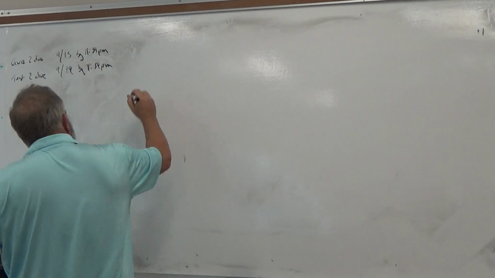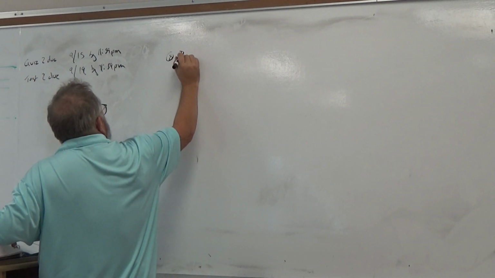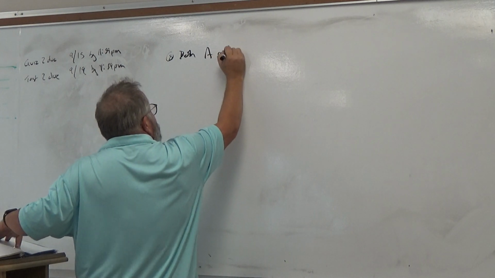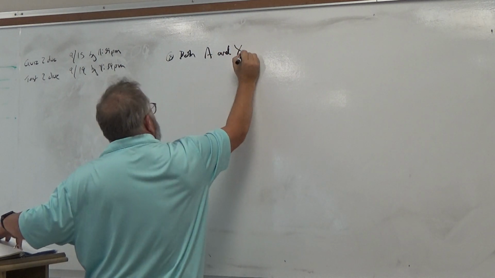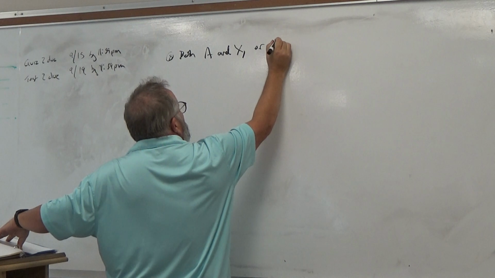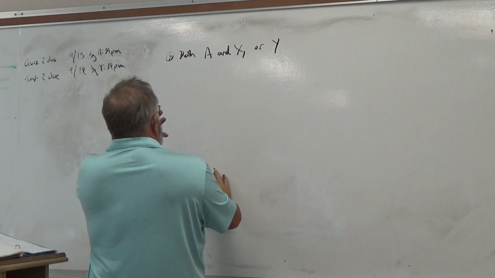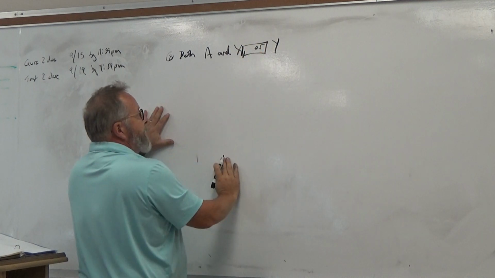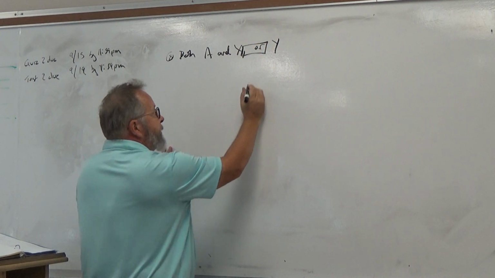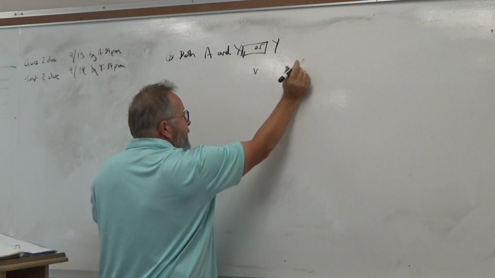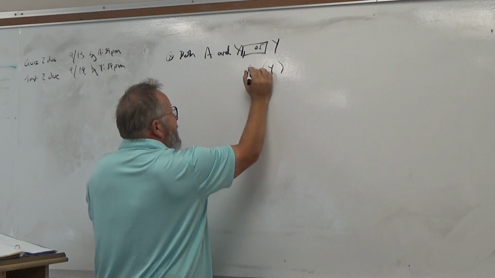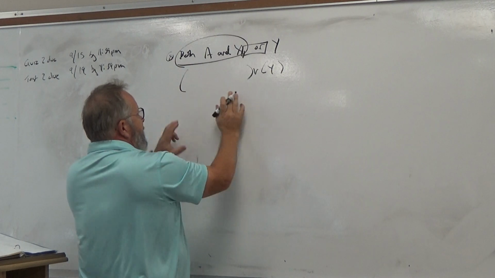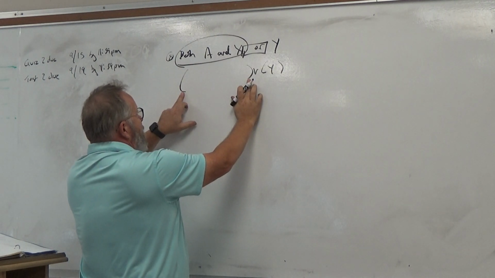Okay, 8. Both A and X, comma, or Y. Okay. So comma or tells me that that's the main operator. So it's going to be an or. So everything to the right is a disjunct, and everything to the left is a disjunct. All of this stuff is the first part of the or.